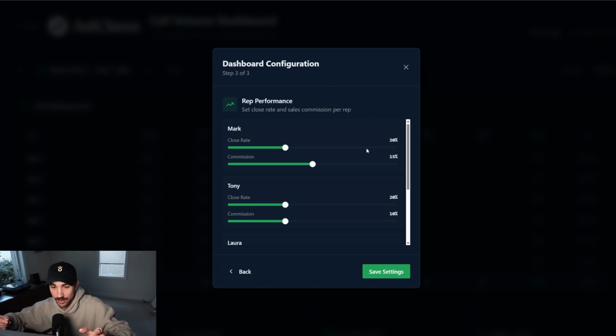So if you give 10 calls to Mark and 10 calls to Tony, and Mark closes better than Tony, what is the opportunity cost of the money you could have made if Mark took all of those calls? Likewise, what is the opportunity cost if Tony just closed better? And so that's what this tool is designed to do.